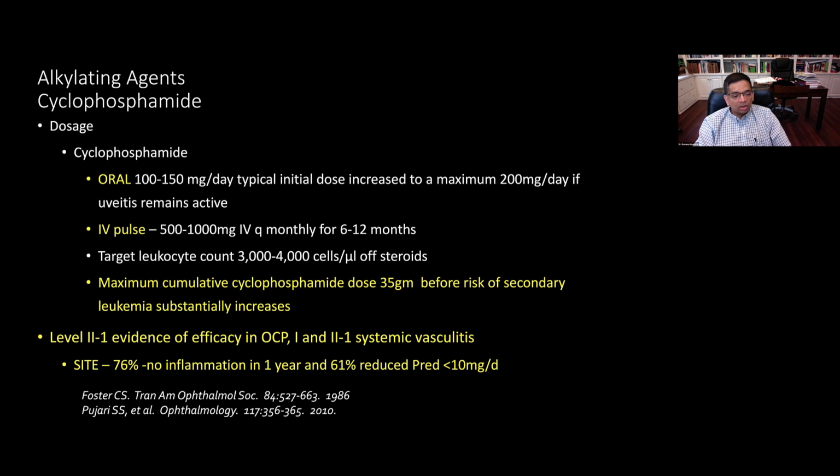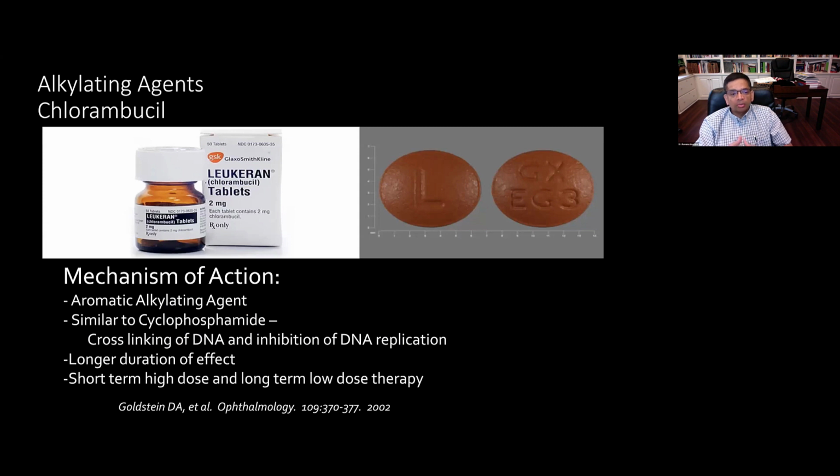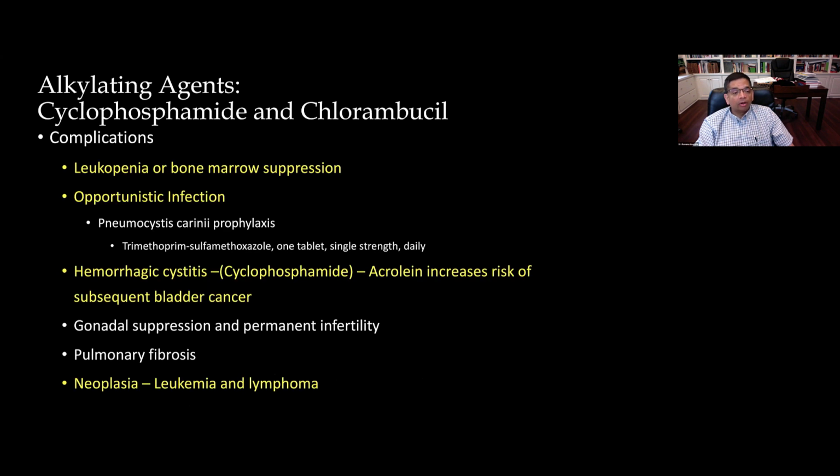These are highly effective agents in terms of level 2 evidence from the SITE studies for ocular cicatricial pemphigoid and systemic vasculitis, which shows that more than three-quarters of patients will have no inflammation within a year, and most patients are able to reduce their prednisone dependency. Chlorambucil is a much slower acting agent, but we can use short-term high-dose therapy for 3 to 6 months. That's highly effective. I've used this on a couple of very recalcitrant patients in the last couple of years, even 2 during the pandemic, who did very, very well.